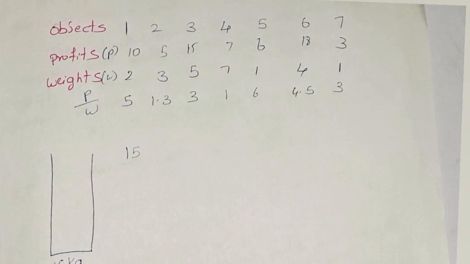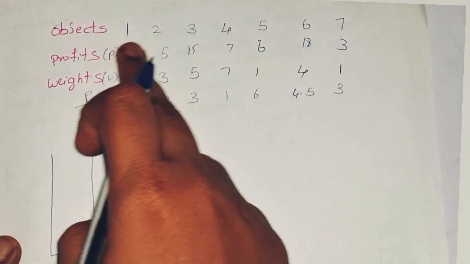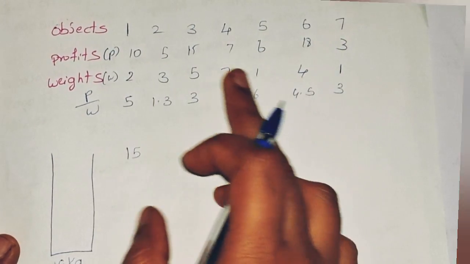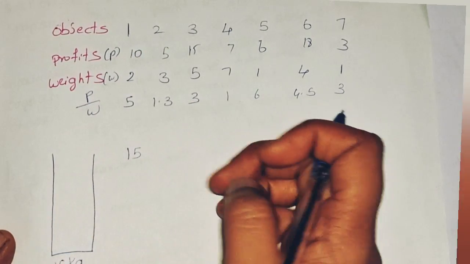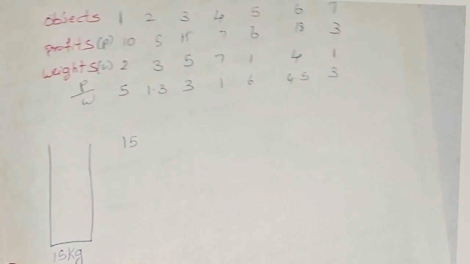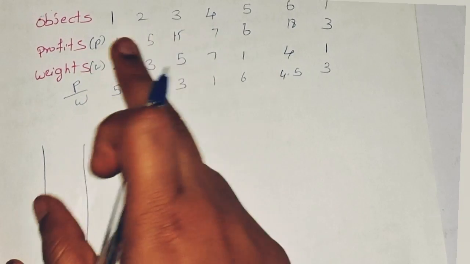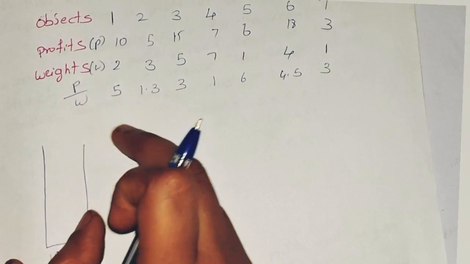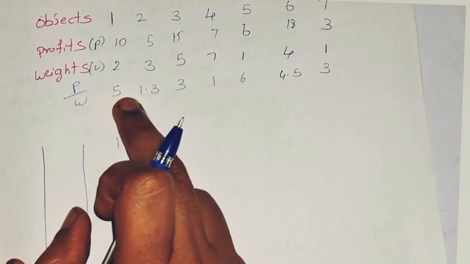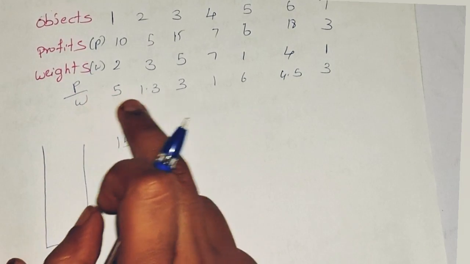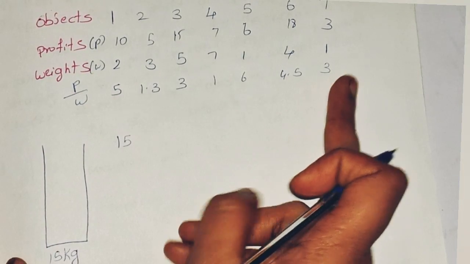So this is the example problem. We're considering the number of objects here, 1 to 7. These are the objects that we're adding into the bag, and the size of the bag is 15 kgs. Profits are given here with P, and weights with W, and profit by W is the profit by weight ratio.